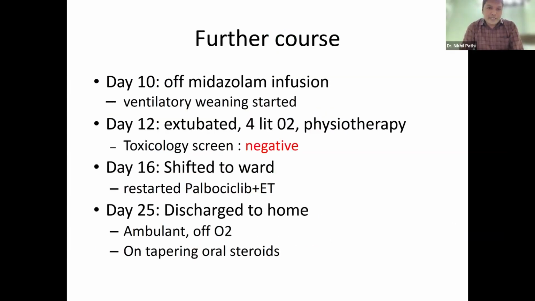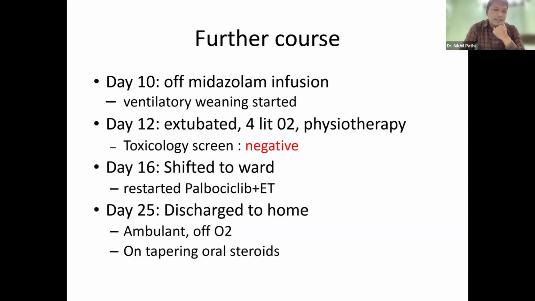Eventually, we completed the IVIG course, and on day 10, we were able to cut down or stop the midazolam infusion, and we started the ventilator weaning. On day 12, we extubated her. That time, the toxicology screen had also come, and it was negative. She was needing 4 liters oxygen. We initiated physiotherapy for her. On day 16, she was shifted to the ward.